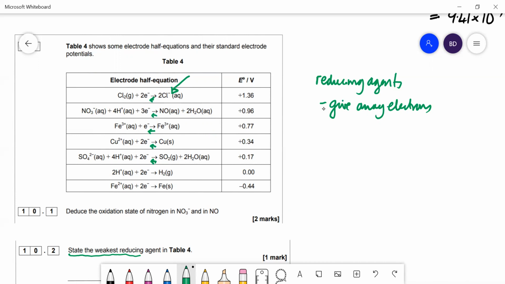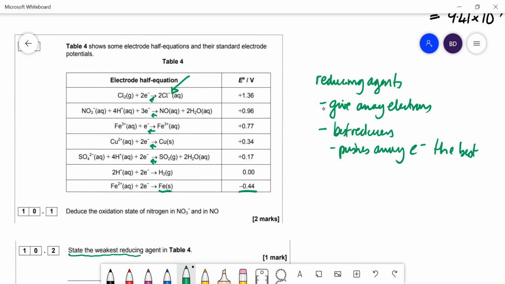Which is the best one? Let's look at it this way. The best reducer is going to be the one that pushes away electrons the best. What kind of things push away e minus the best? Well, the most negative one, because electrons are negative. So the best reducing agent will be this one here because it's the most negative. So iron metal is the best reducing agent.